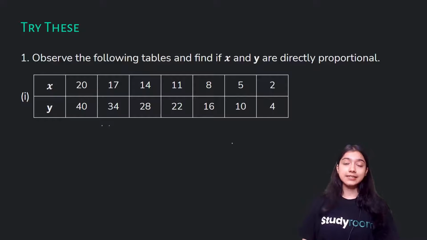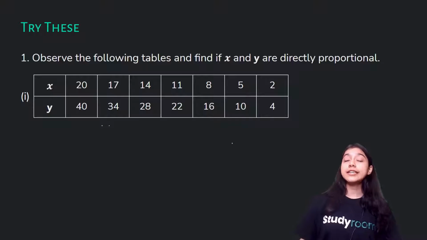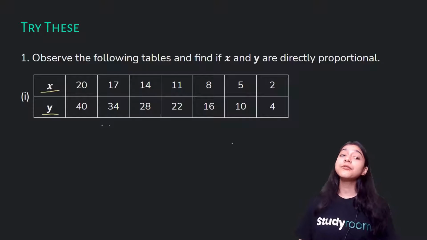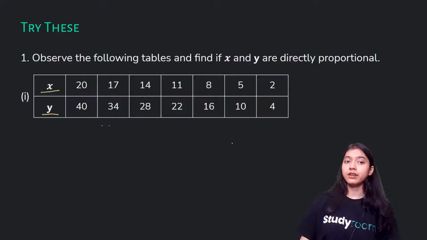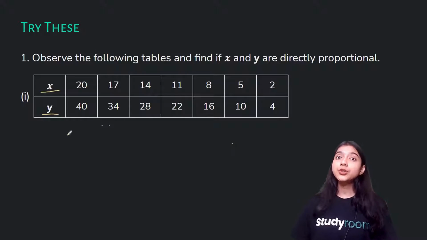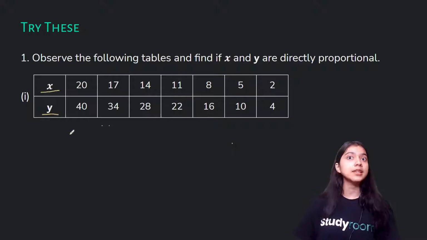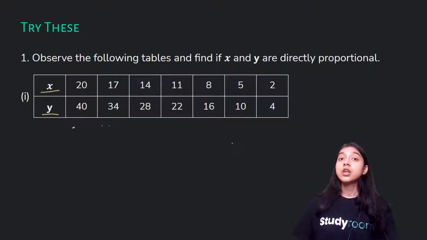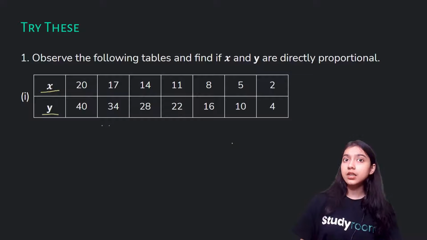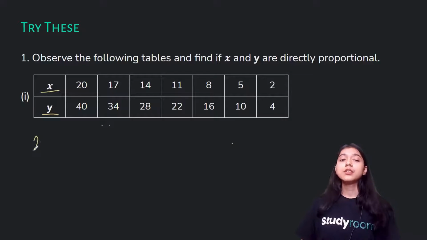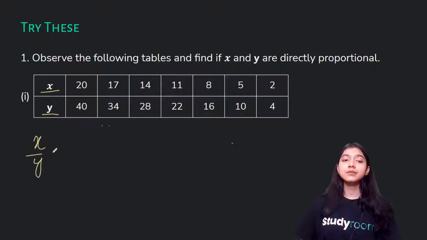Now we have another example with us. Over here, there is a table given to us with two variables, x and y, and we have corresponding values of x and y. Like we have 20 over here, so the corresponding value for 20 in terms of y is 40. Now we have to check whether these two variables are in direct proportion or not. For that, I told you that the necessary condition is that the ratio of the variables needs to be a constant. So let us find the ratio, that is x by y.